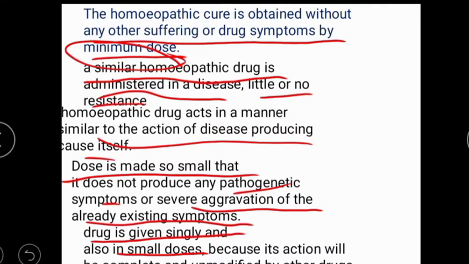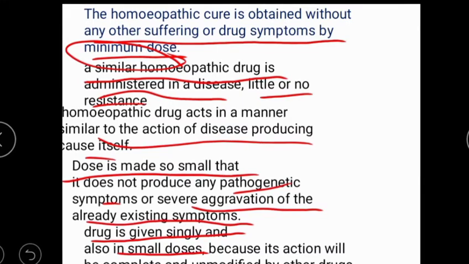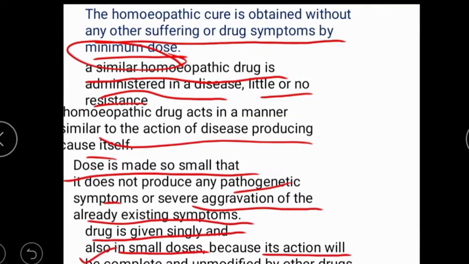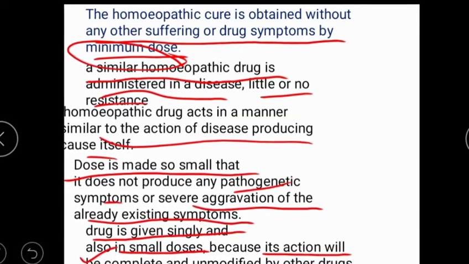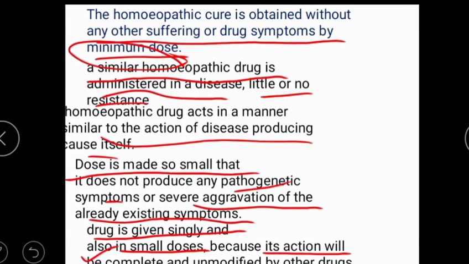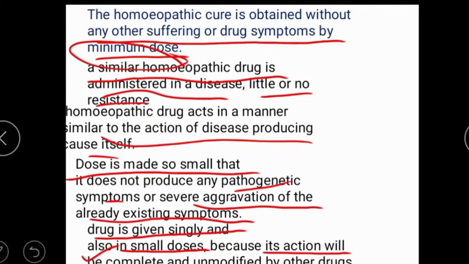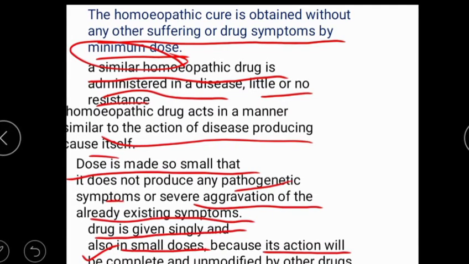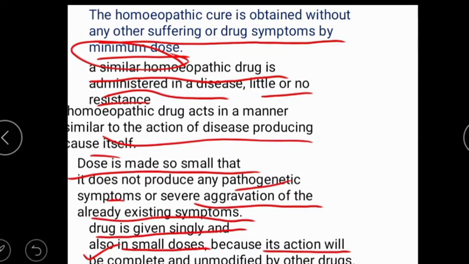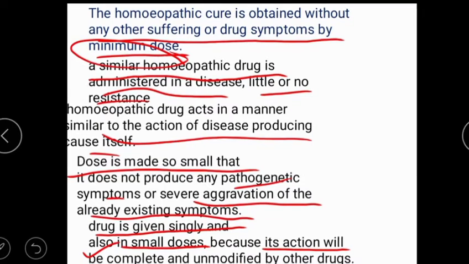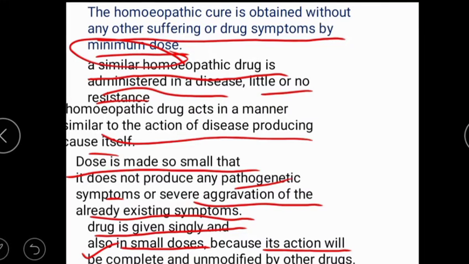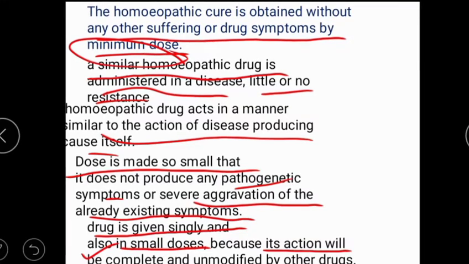Small dose, why we discuss, but why single? Because by giving a single dose, its action will be complete, meaning we can find the complete action of a drug. But if we give two drugs, we cannot find which drug cured the patient. So with a single drug, we can have a definite, clear, complete, crystal idea about the action of the single dose, unmodified by any other drug.